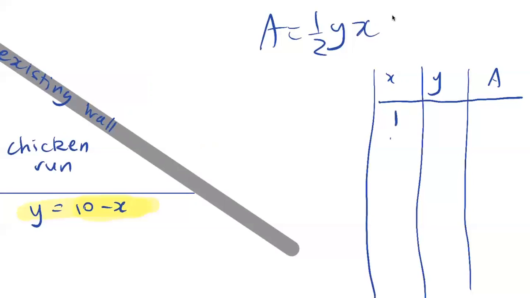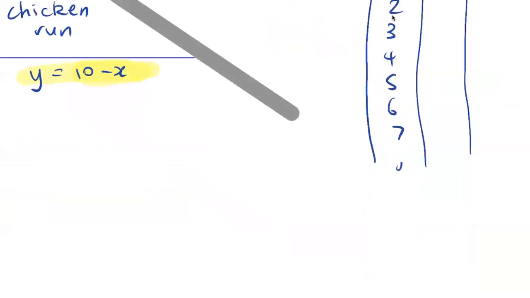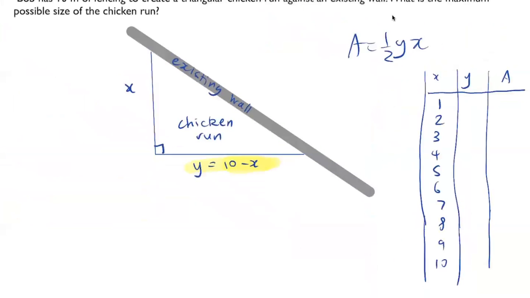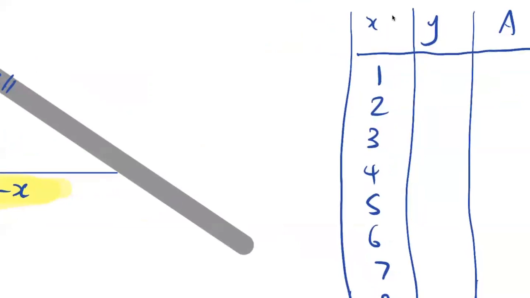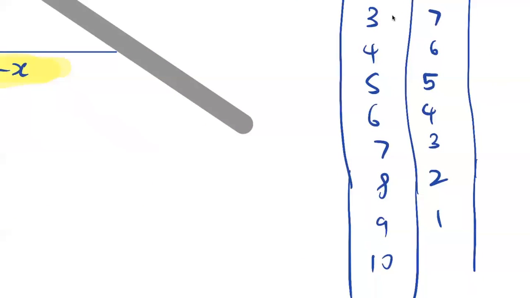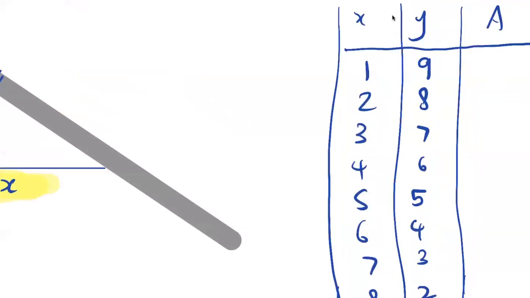So I'll start with 1, 2, 3, 4, 5, 6, 7, 8, 9, 10. And we'll just increase the length of those, looking a bit ugly. So if x is 1, then y must be 9, isn't it? Because they both have to add up to 10. Okay, that must be 8, 7, 6. What's next? 5, 4, 3, 2, 1. And we said we weren't going to do the 0 thing, so 10 doesn't work either.